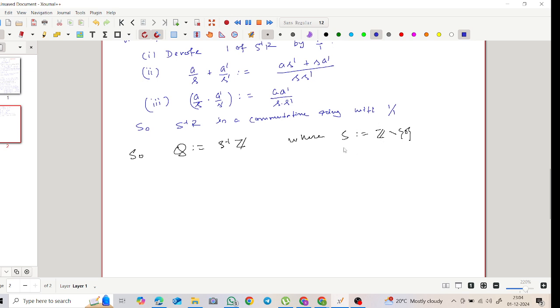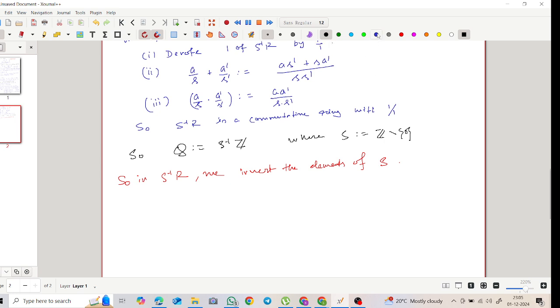What are we doing basically? We are inverting the elements of S, no? So in S inverse R, we invert the elements of S, right? That's what you do, no?